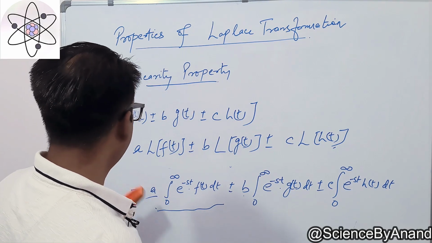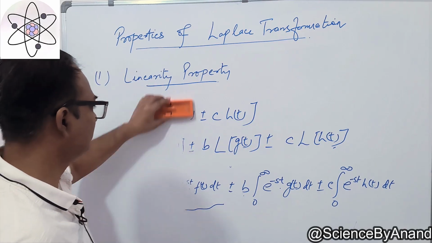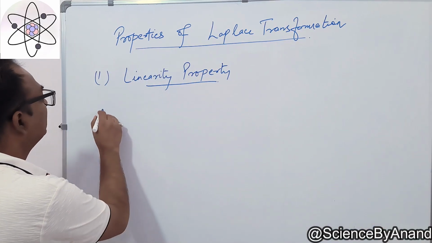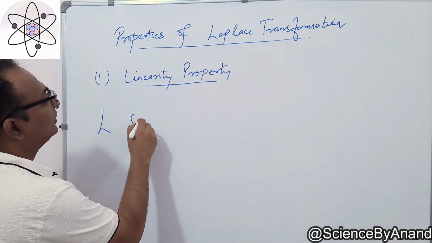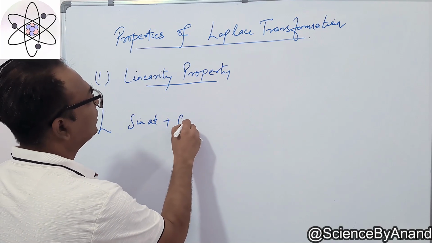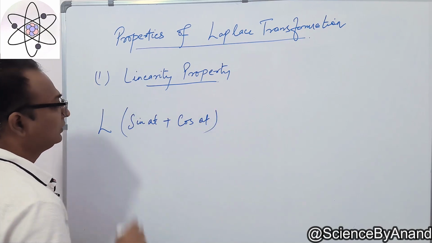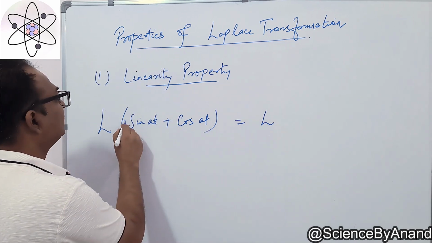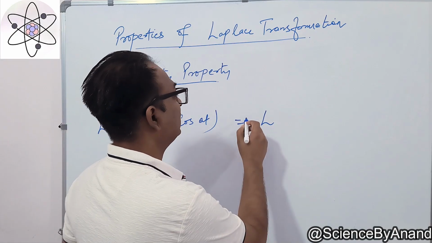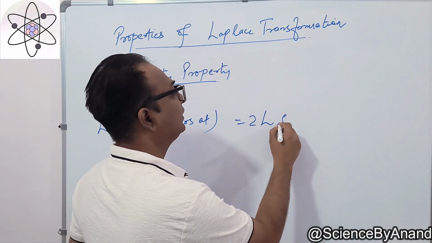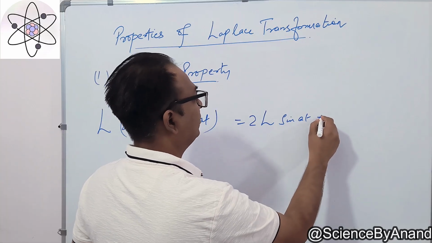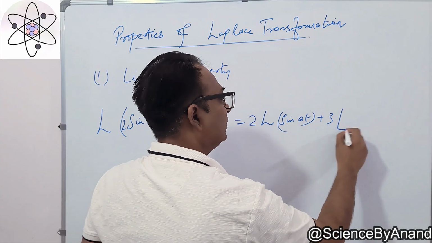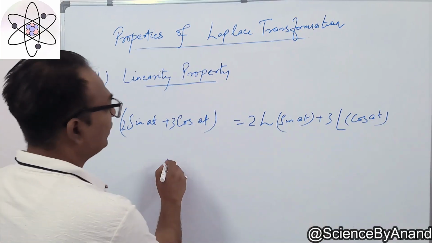How do we apply it? Very simply. For example, if we have to take Laplace transform of, let's say, sin at plus cos at, or let's complicate it further, twice sin at plus 3 cos at. So this will be twice Laplace transform of sin at plus thrice Laplace transform of cos at.